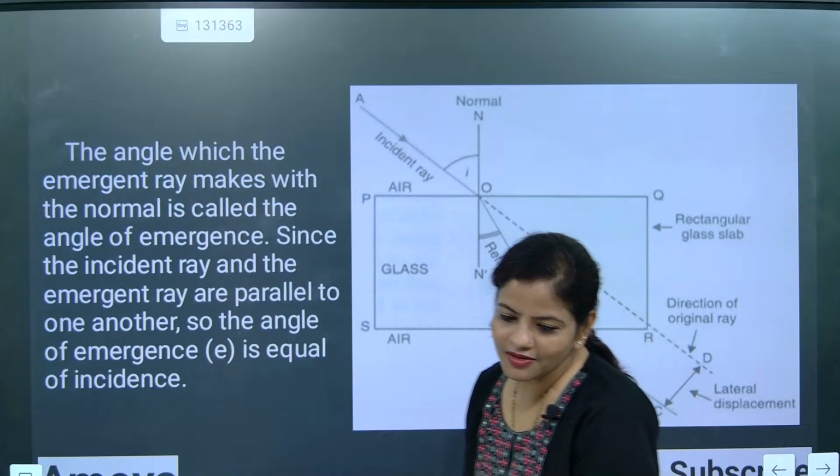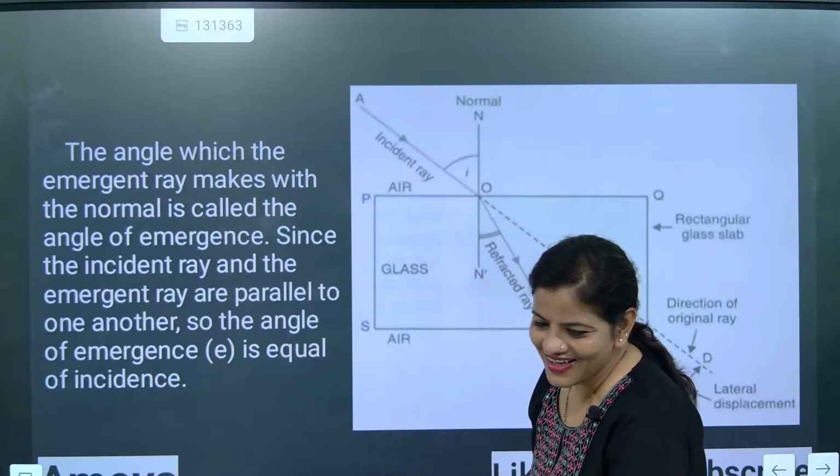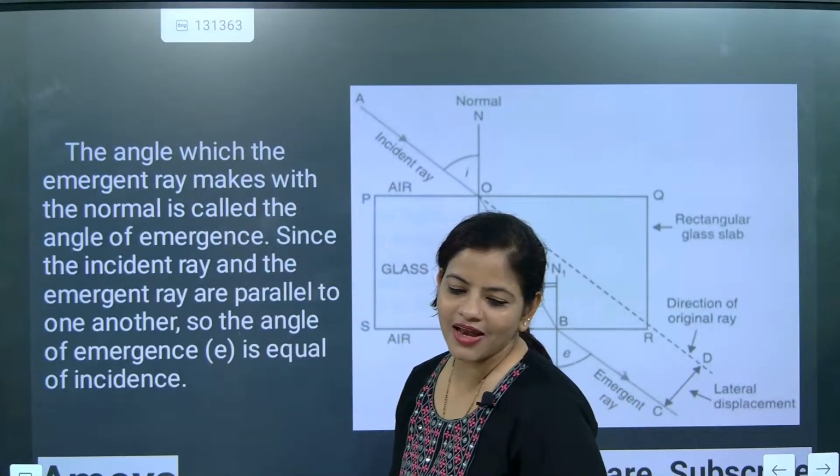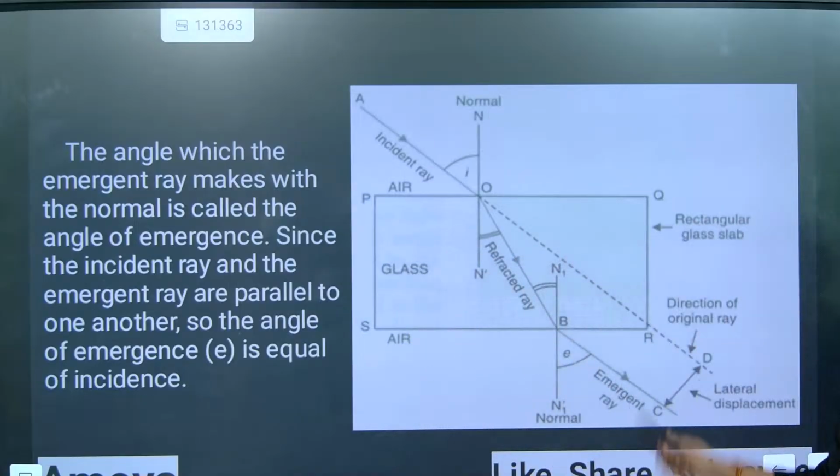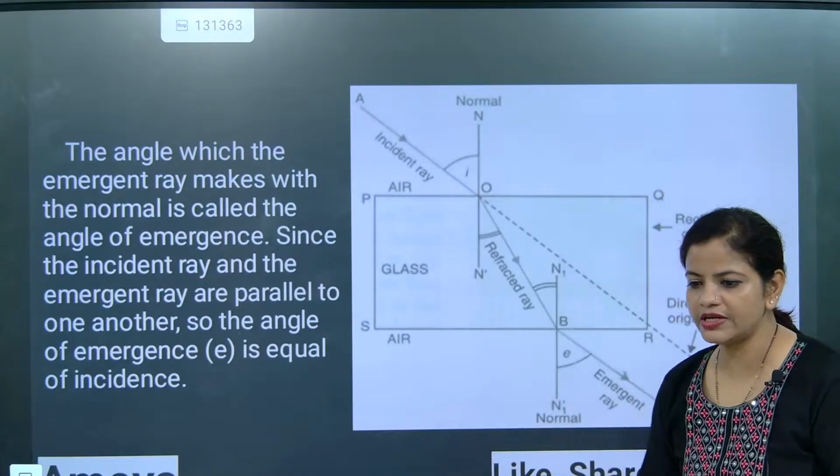I am both, beta. I am both. I'm teaching in school also, and I'm running coaching also. Now look here, beta. So shall we get back to the work? So here we have to understand this section.